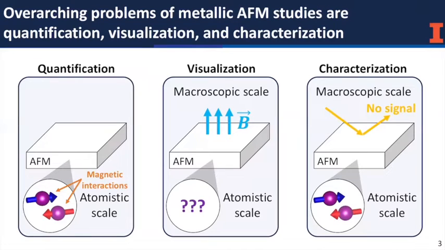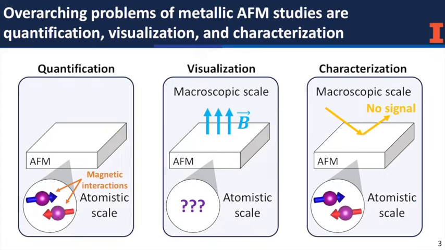Next, the visualization of atomistic magnetic structure under stimulations. For example, when magnetic field is applied, then we can measure the macroscopic properties like magnetic susceptibility, but we cannot know what happens in atomistic scale, which prevents the deeper understanding of magnetic phenomena.